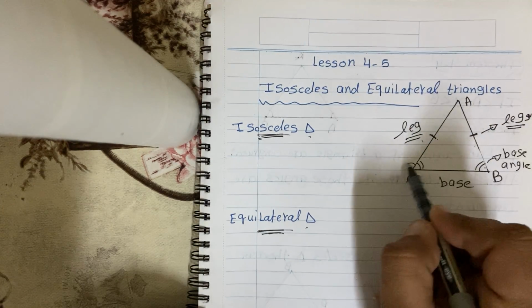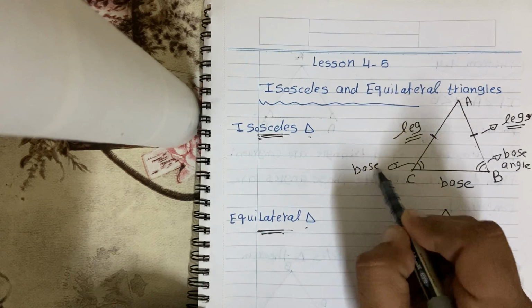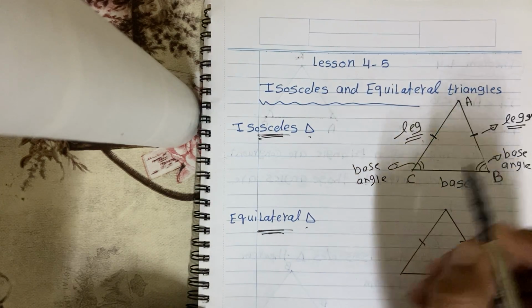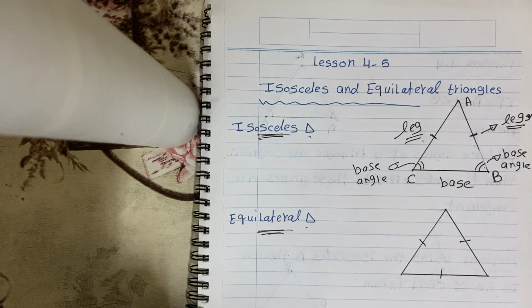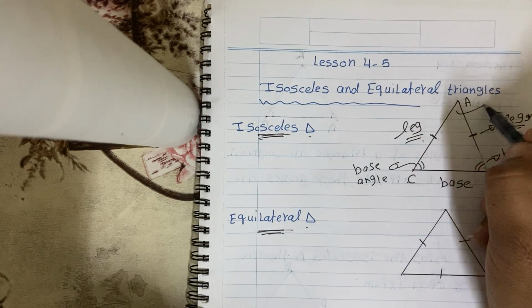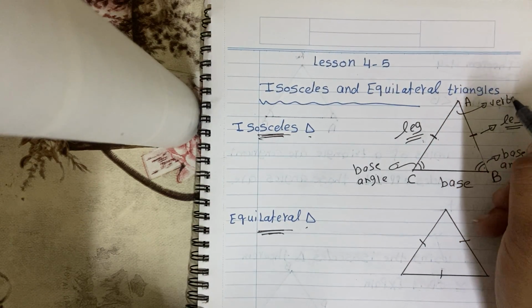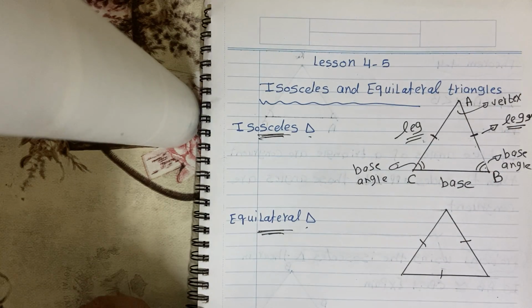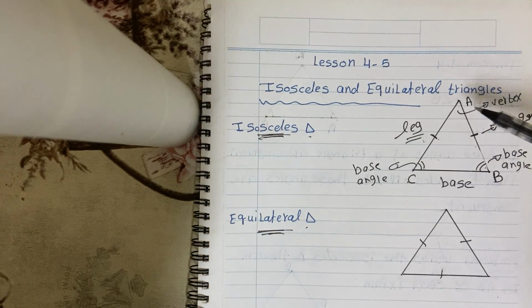and also C is a base angle. What about A? A is called the vertex angle. So the isosceles triangle has two legs and one base side.